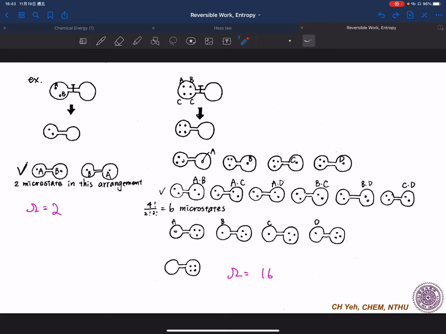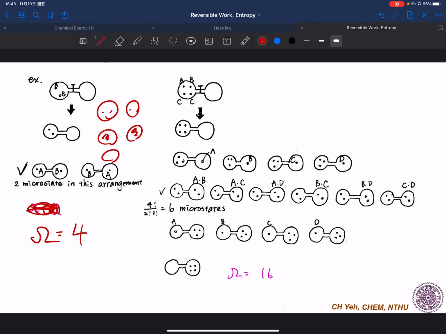Is that correct? Actually, I didn't write this correctly. The omega is the number of possibilities of states. So it should be 4. One is all here, one is all here, one is one here and another there, and one is one here and one there.